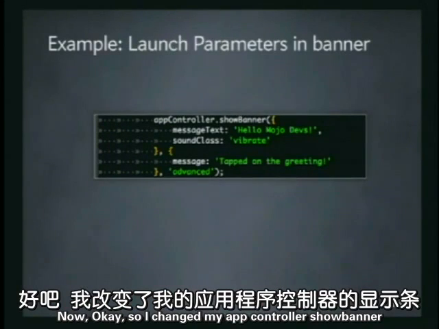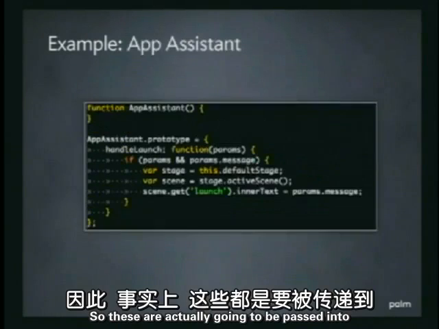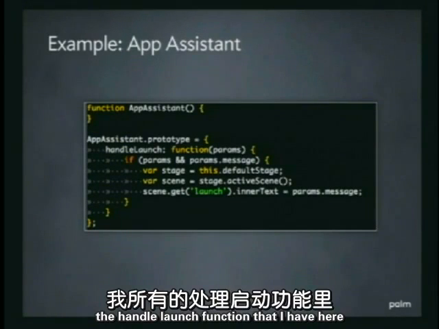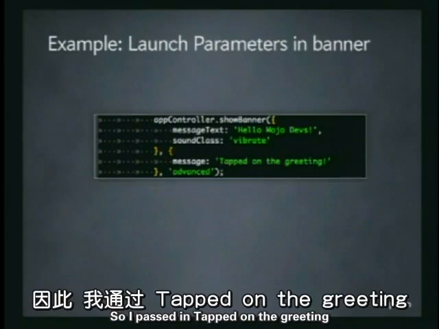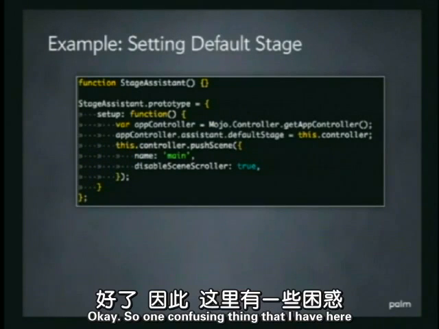Okay, so I changed my app controller show banner to actually have some launch parameters. So these are actually going to be passed into the handle launch function that I have here and set the inner text of that div. So I passed in, tapped on the greeting, and you saw tapped on the greeting. Okay.